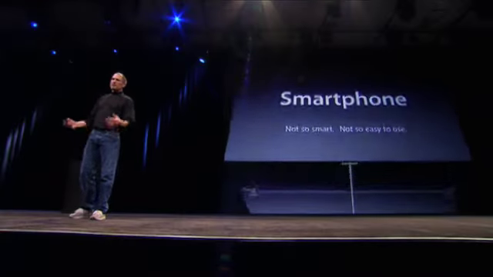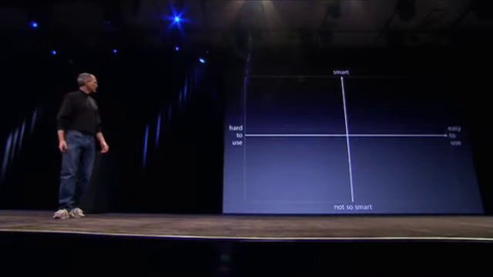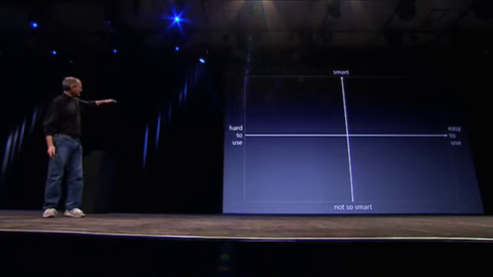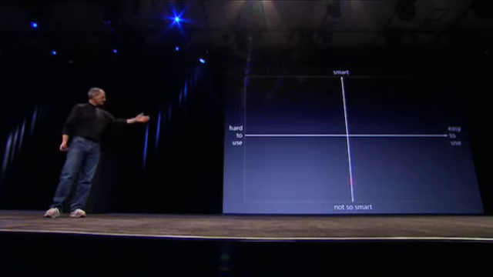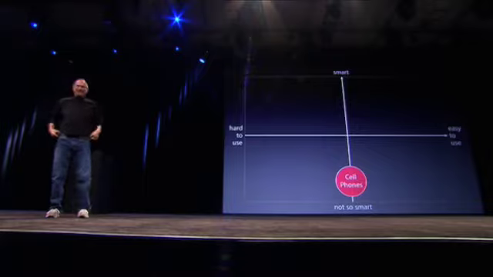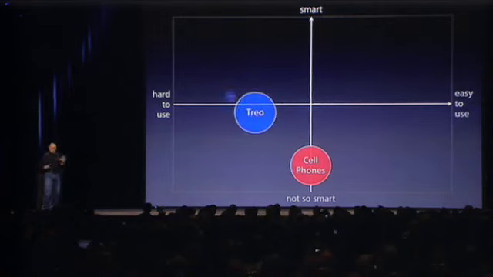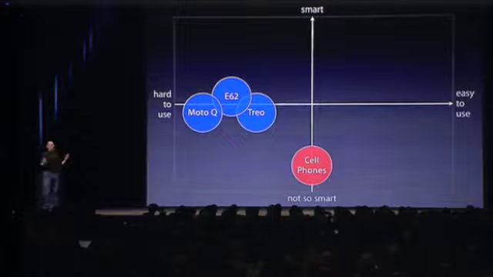So if you make a Business School 101 graph of the smart axis and the easy to use axis, regular cell phones are right there. They're not so smart and they're not so easy to use. But smartphones are definitely a little smarter, but they actually are harder to use. They're really complicated. Just for the basic stuff, people have a hard time figuring out how to use them.